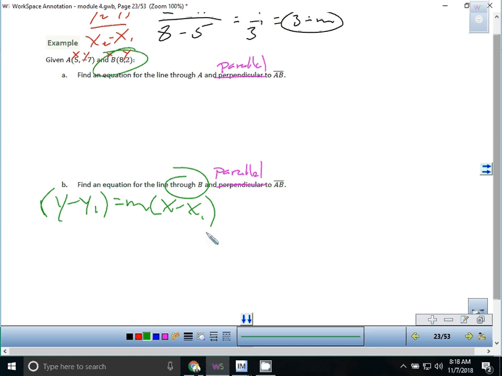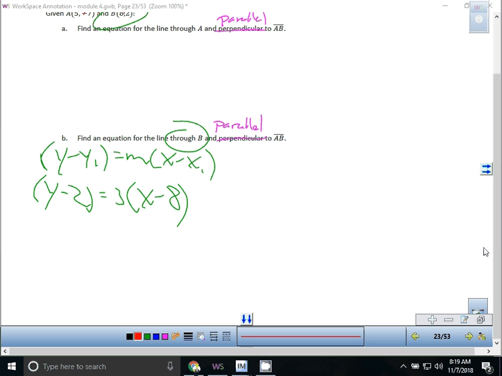Okay. Let's sub everything we know in there. So y minus, alright, what's the y value? They just told us to use B. The y value is 2. Everybody agree? They told us to use 8, 2. Y value's 2, equals 3, the slope was 3, times x minus, what's the x value from your point? 8. Does anybody have a question? And again, the nice thing about point slope is once you sub it in, this is more natural to solve.